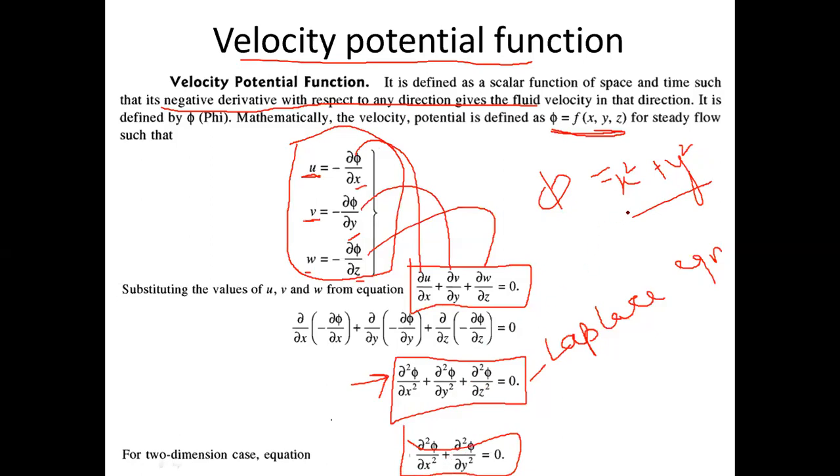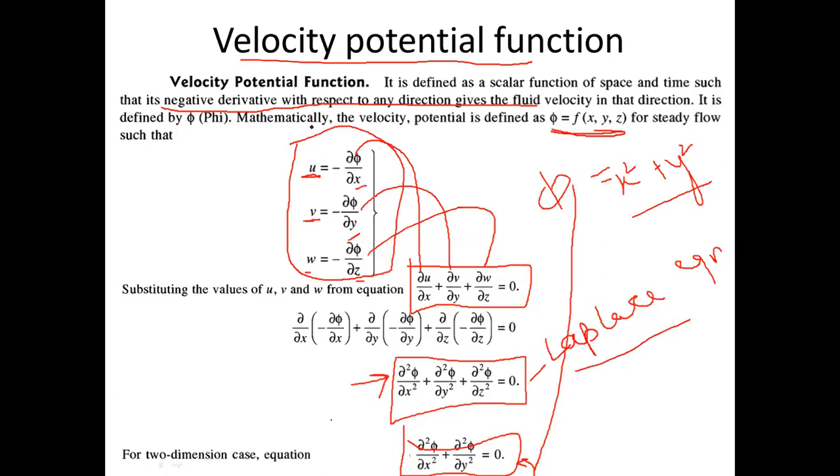If I give you the value of phi and ask whether it's a case of fluid flow or not, it should satisfy the Laplace equation in two dimensions. We just need to take the double derivative of phi with respect to x and the double derivative of phi with respect to y, and if the sum has become equal to 0, that is a case of possible fluid flow. So two things you need to check: if phi exists and that phi satisfies the Laplace equation, that means the flow is possible.